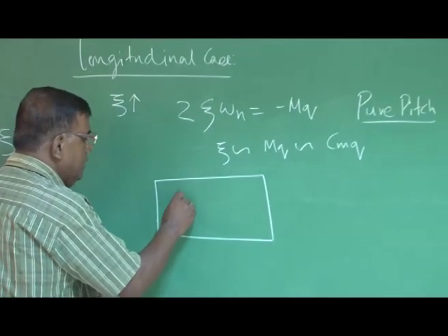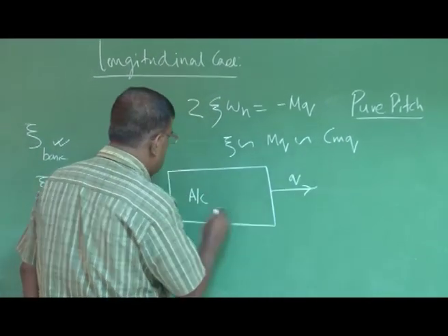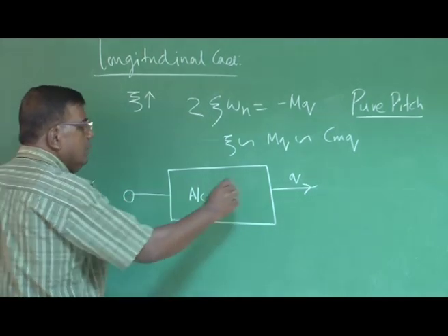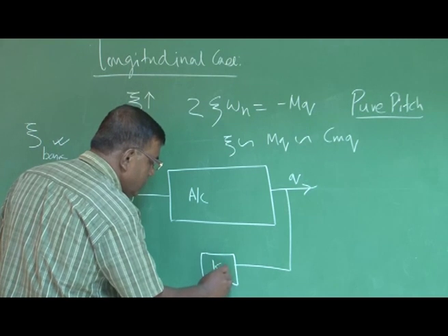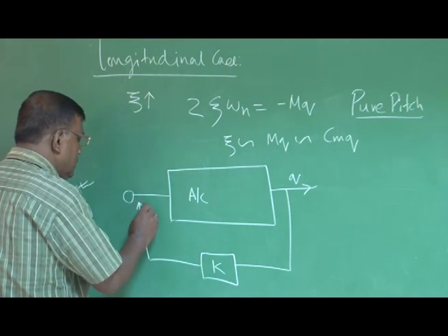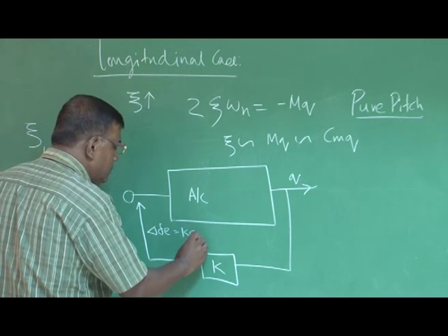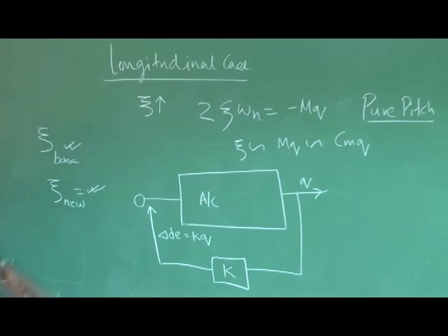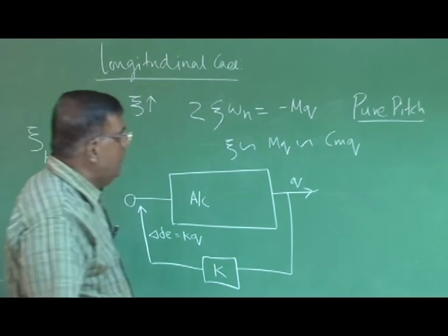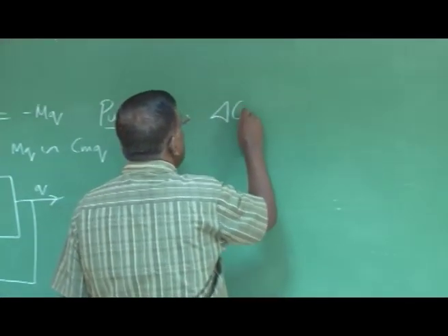If this is the airplane and this is the Q pitch rate, this is what I do. Now I tap the Q pitch rate using a gyro and feed delta E equal to K into Q. Proportional to Q, I feed elevator deflection. As long as Q is there, I require this. Okay, right. So now what will happen? If I do this, again, what is delta Cm?